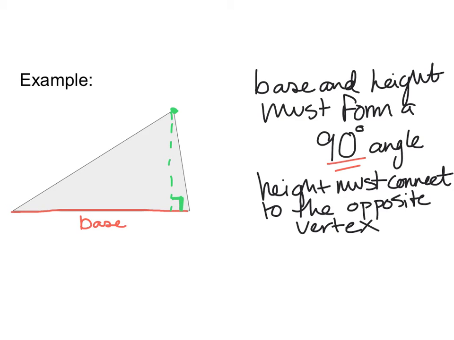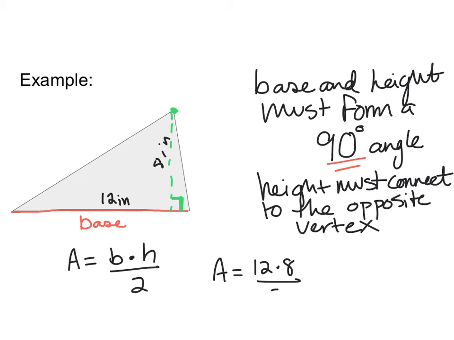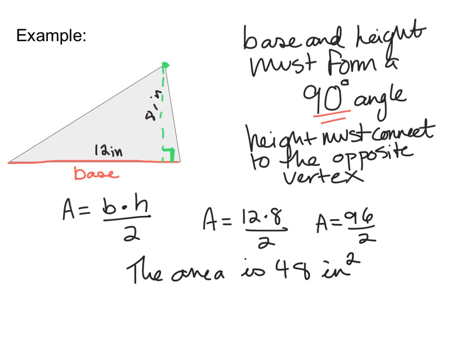Then of course I need to know what those lengths are. So let's say that my base is 12 inches, and let's then say that the height is 8 inches. Then I can go ahead and use my formula. We remember that the area equals base times height divided by 2. Therefore, area equals 12 times 8 divided by 2, which would be 96 divided by 2. So that means the area is 48 inches squared.